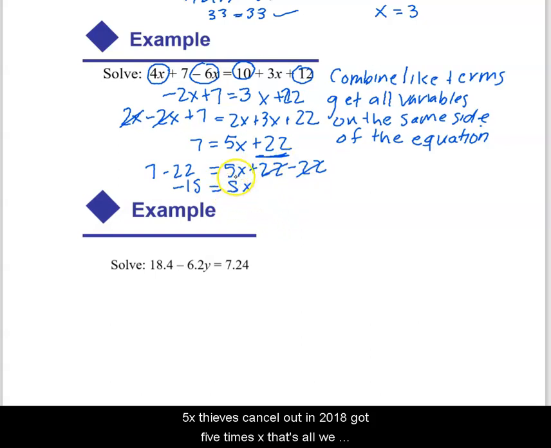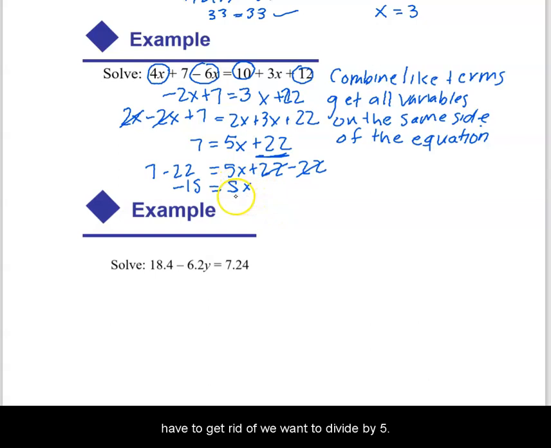Now we've got 5 times x. That's all we have to get rid of. We want to divide by 5. So these 5's cancel out. Negative 15 divided by 5 is negative 3.